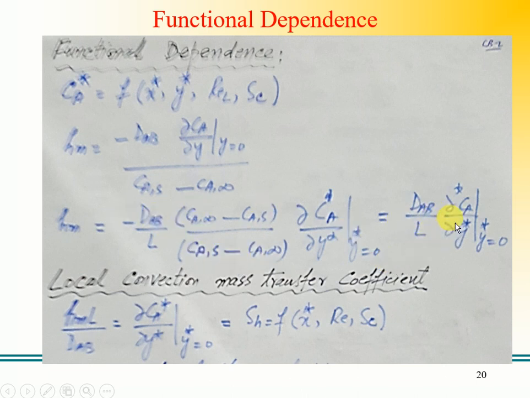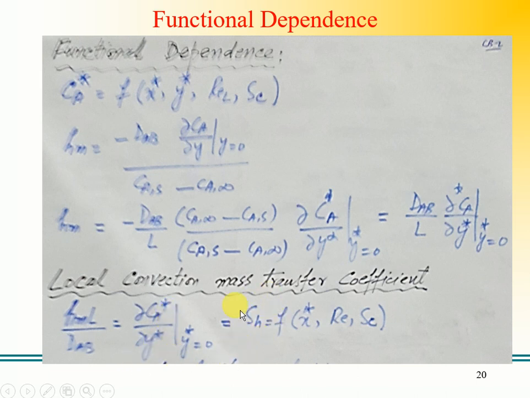It's dAB by L, curly star CA by curly star y, at y star equal to 0. This is the convective mass transfer coefficient in terms of the dimensionless parameters. The local convection mass transfer coefficient, Hm by L over dAB, I have taken this on the left-hand side, becomes Hm L by dAB equal to curly star CA by curly star y at y star equal to 0.